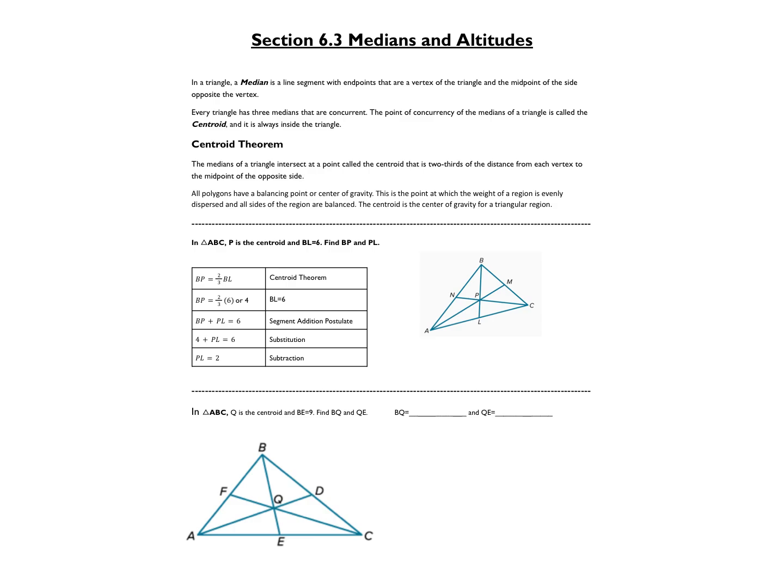So the centroid theorem says that the medians of a triangle intersect at a point called the centroid that is 2/3 of the distance from each vertex to the midpoint of the opposite side. Now, all polygons have a balancing point, or center of gravity, and that's the point at which the weight of a region is evenly dispersed and all sides of the region are balanced, and the centroid is the center of gravity. That's how you find where the balancing point for a triangle is. You find the centroid. So let's see how this plays out.